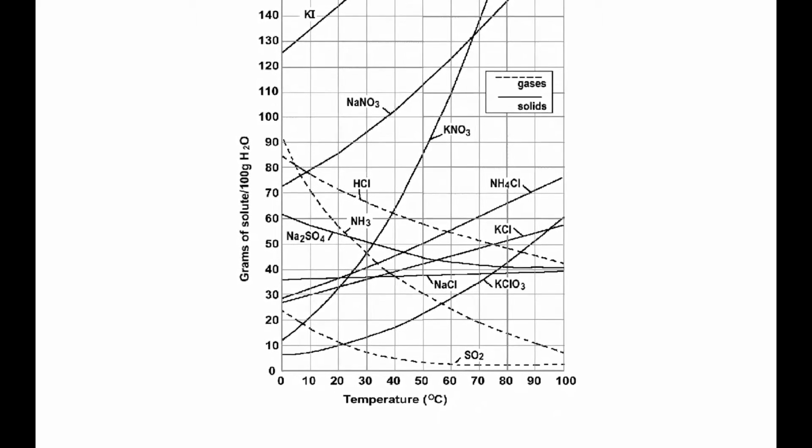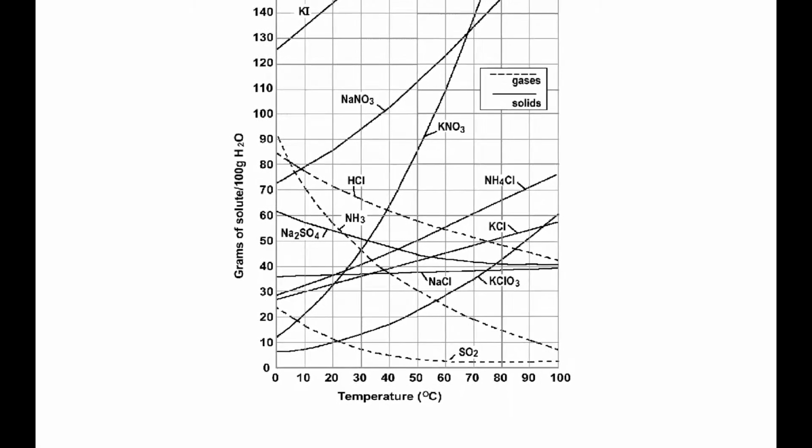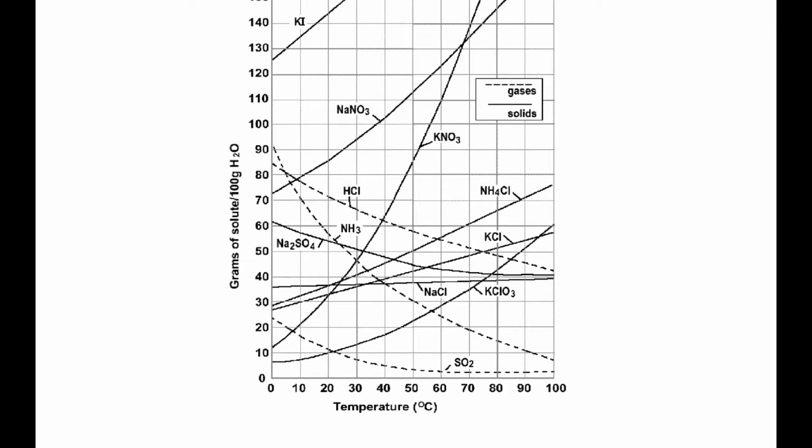Okay, well, since we were looking at 100 grams of water, we can use our curve. So let's take a look here, and we're going to find 100 degrees Celsius, and the curve I picked off the internet unfortunately only goes to 100 degrees Celsius. So we're going to go all the way up to KClO3, which is right here. Now, when you go over, it looks like it's 60, so the answer is 60 grams. Pretty easy, huh?